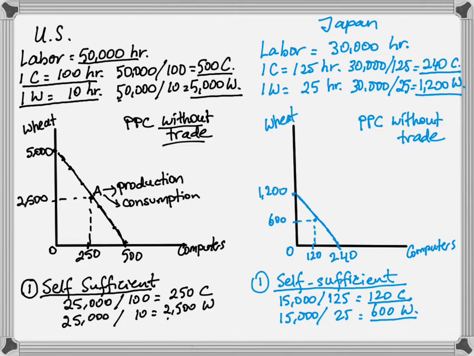Let's say point B for Japan. And once again, since there is no trade, Japan produces for its consumption. That point B represents both production in this country and also consumption in this country.